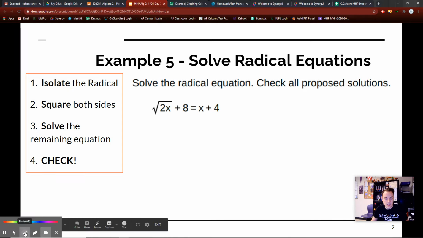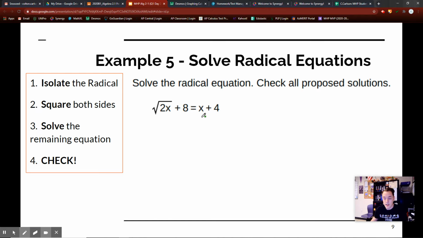All right, so this one is a little bit different, and you only see how it's different because it has a lot of extra stuff here. But the first thing I'm going to do is subtract the 8 over. So this is 2x, and then this equals, when I subtract the 8 over, x and then minus 4. Now what I can do is square both sides.